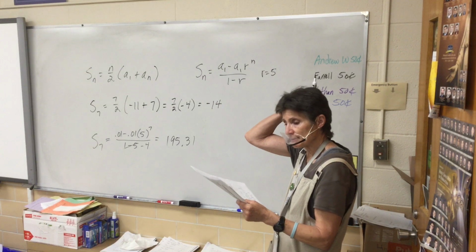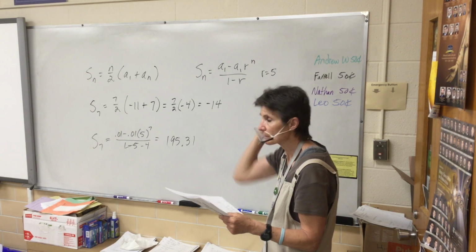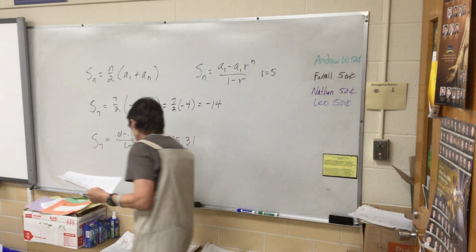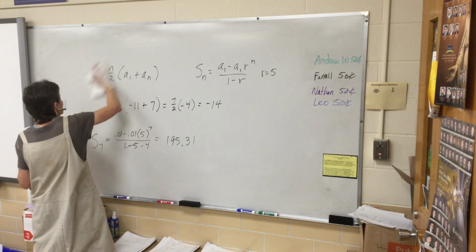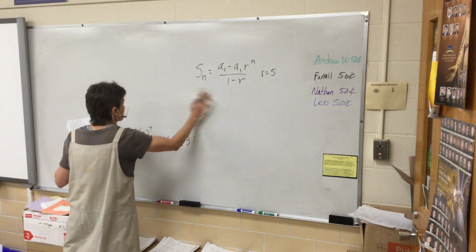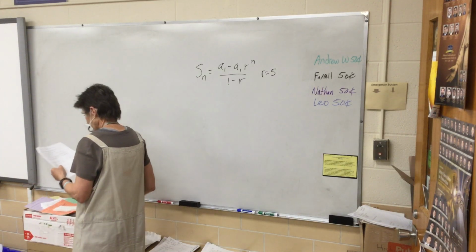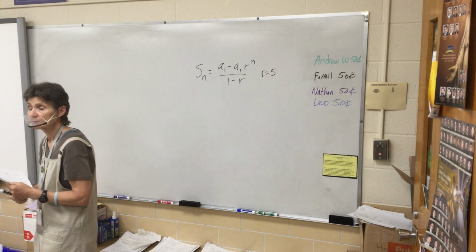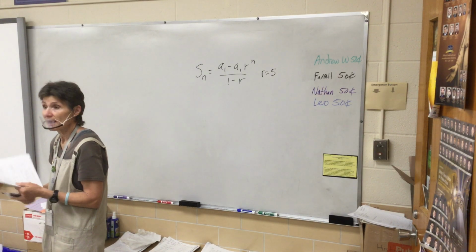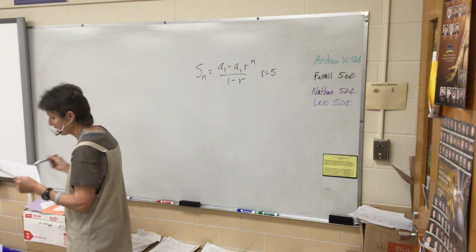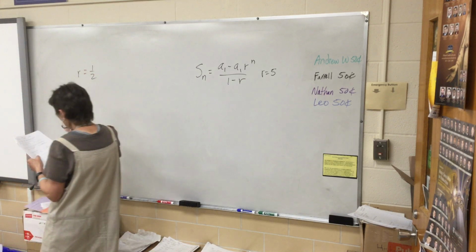All right, what about C? What's happening in C? How am I getting from term to term? I have to be multiplying or adding, so what am I doing? Multiplying by a half. 5 times a half is 5 halves, times a half is 5 fourths. Yeah, I'm multiplying by a half. So it's geometric, and I'm multiplying by a half.